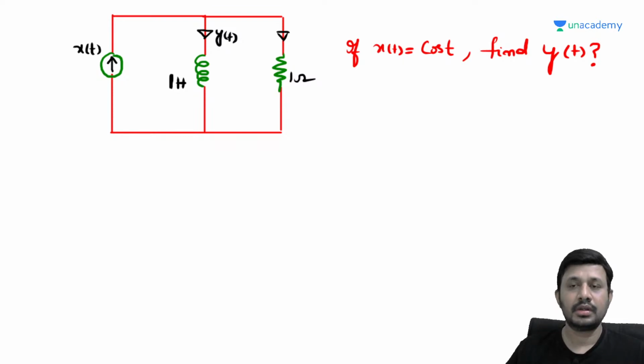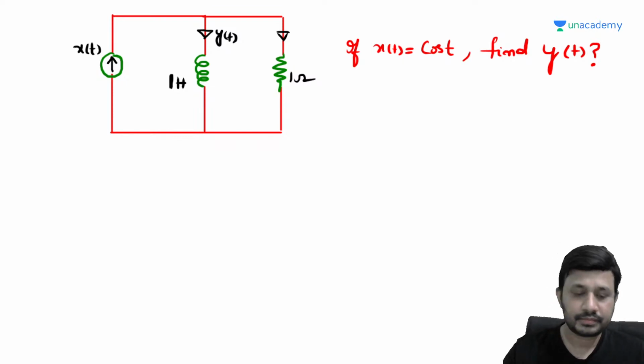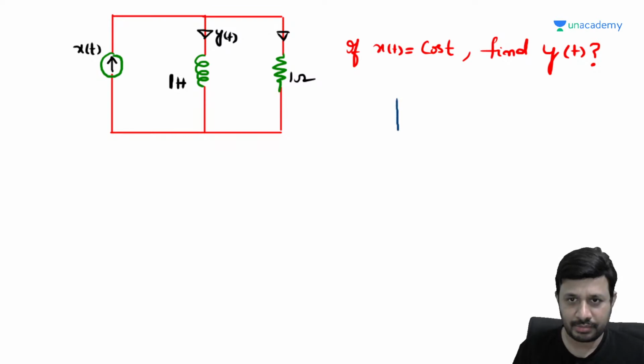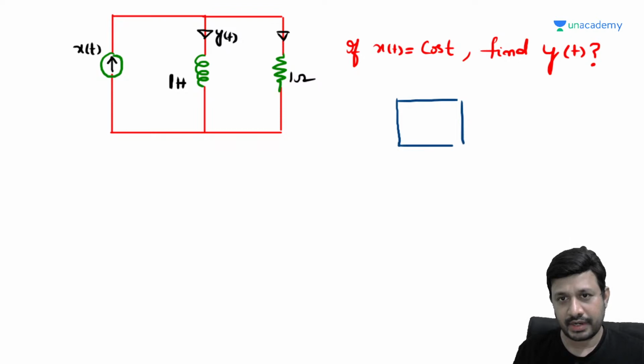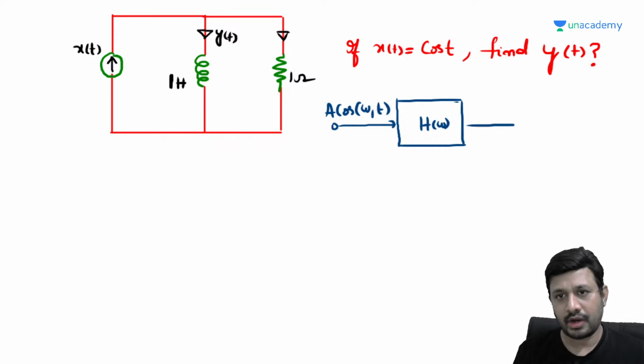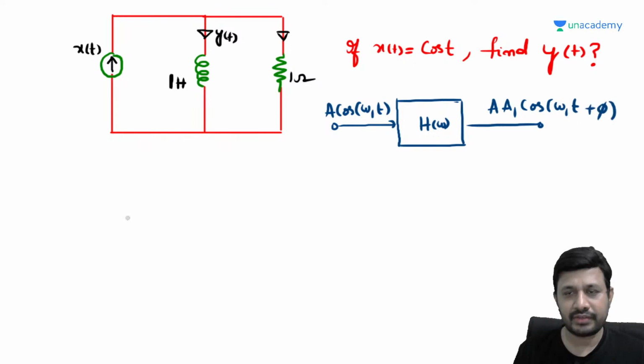Okay, observe here. How to solve this one? You might have studied one concept in your LTI systems or Fourier transform: if you have an LTI system with frequency response H of omega, and you give cos omega 1 t as the input, your output will be of the form A1 cos(omega 1 t plus phi). Magnitude and phase will change, frequency will not change.